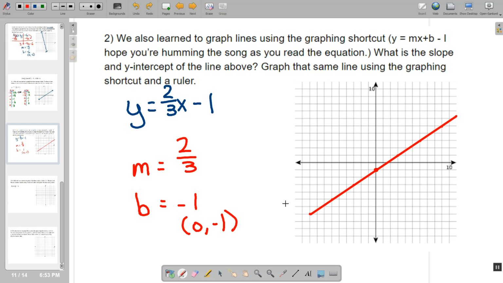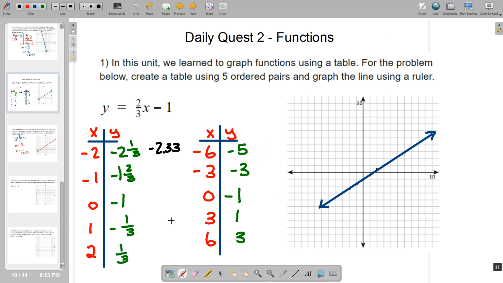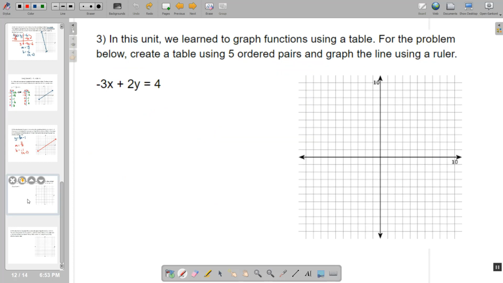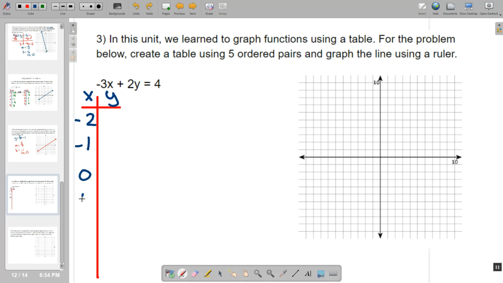Now, once again, like I talked about in the last video, this process here is making this table over here. So they absolutely should match. Our next problem is going to be graphing functions using a table once again, but now we're going to get harder functions to deal with. So like before, we're going to pick the x values of -2, -1, 0, 1, and 2. But now we're going to be plugging this into this part of the equation and solving for y.